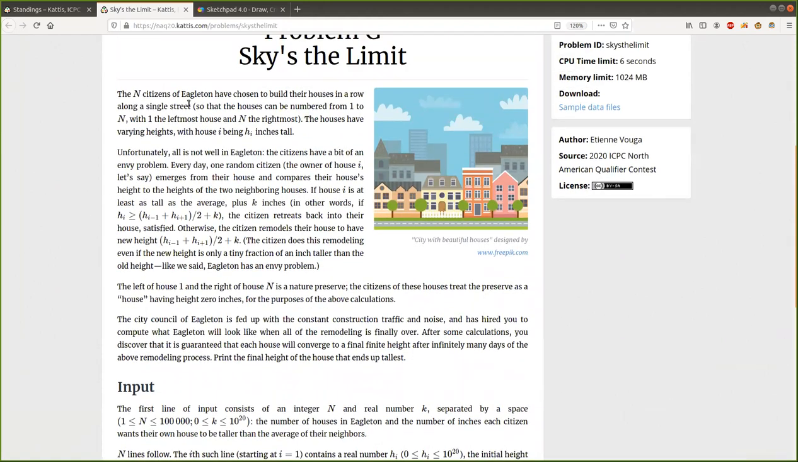In problem G, there's a bunch of houses in a row. Each house has a height hi, and so the following process happens. As long as there's a house that's below this number, then it should be increased. Its height should be increased to that value.